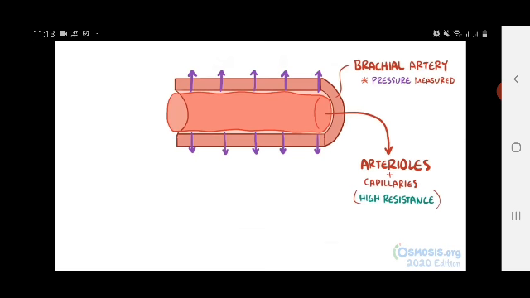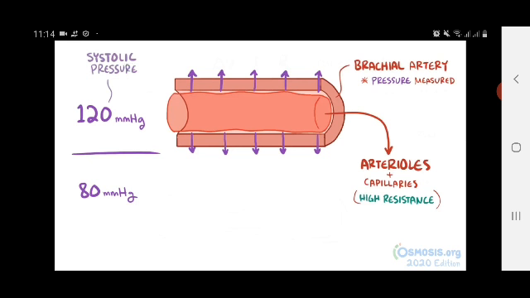In an average adult, blood pressure is about 120 millimeters of mercury over 80 millimeters of mercury. This number might look like a fraction, but it's not. That first number, 120, is systolic pressure, which is the force that the blood exerts on the walls of the arteries during systole, which is when the heart contracts to pump blood through the body.